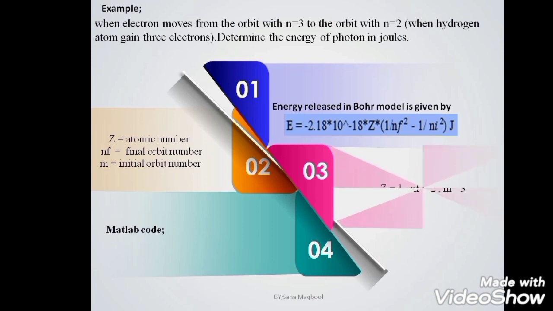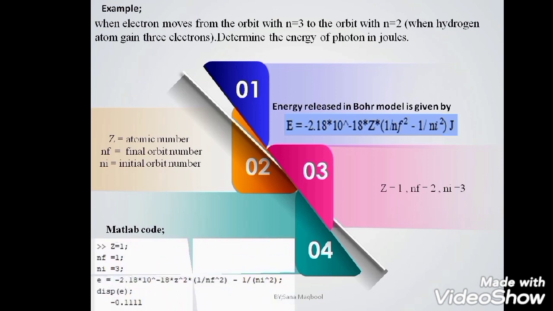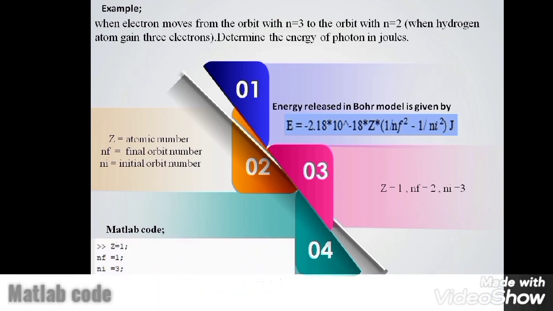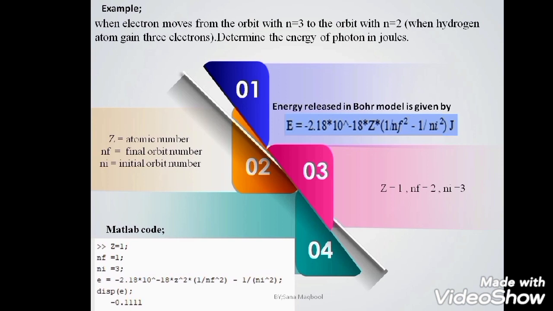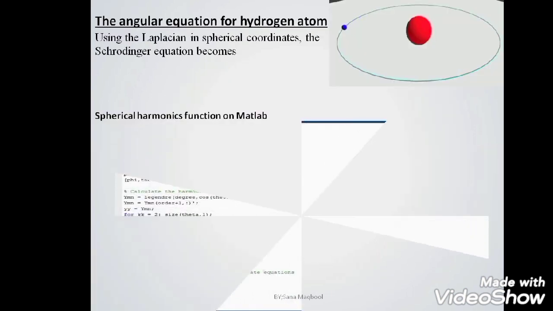When Z is equal to 1, as we are considering the case of the hydrogen atom, we will use atomic number equal to 1, nf is equal to 2, and ni is equal to 3. The MATLAB code is shown over here, and we have achieved the output, that is minus 0.11 joule. It is the energy of the photon.